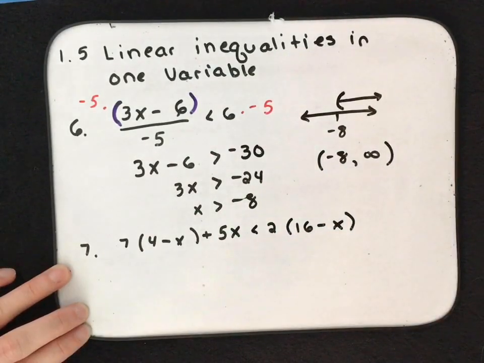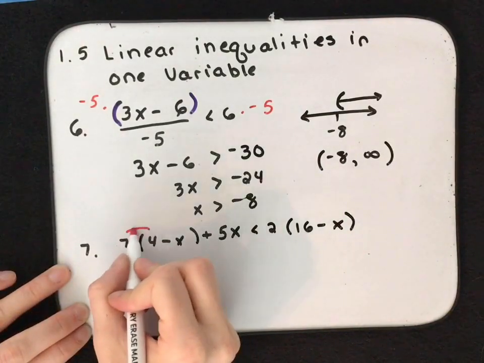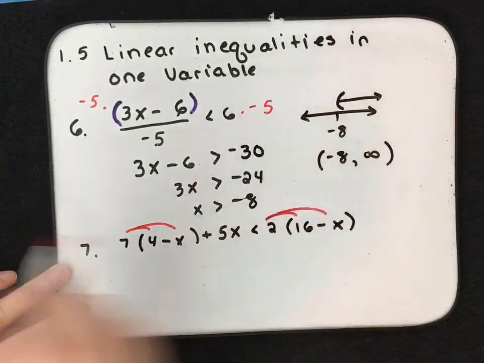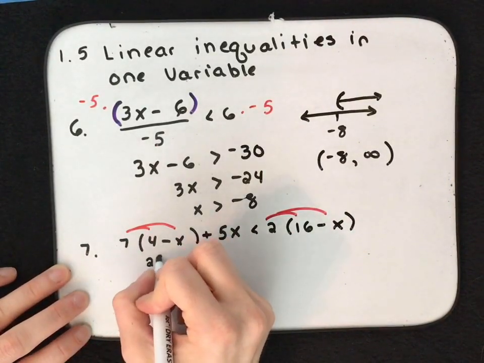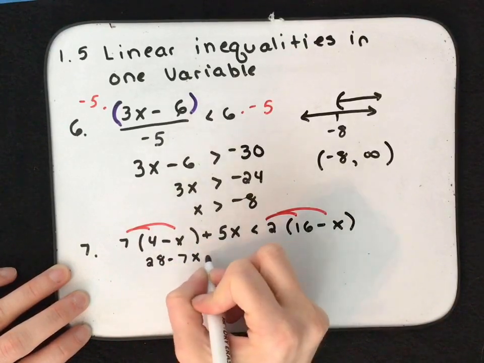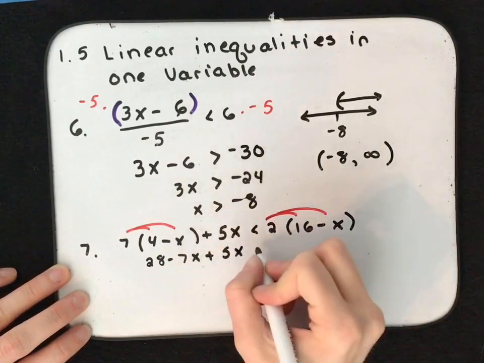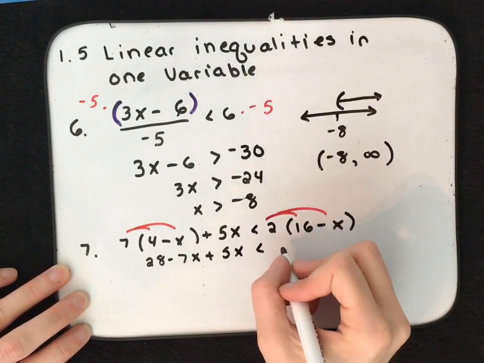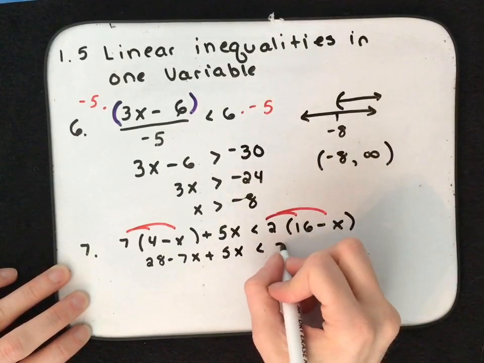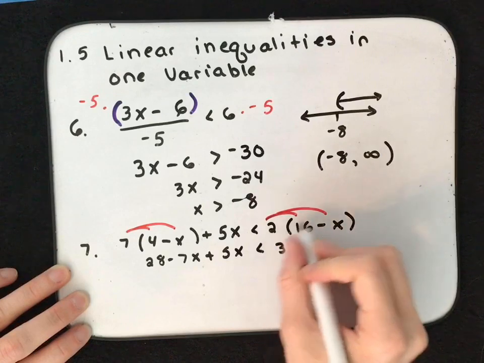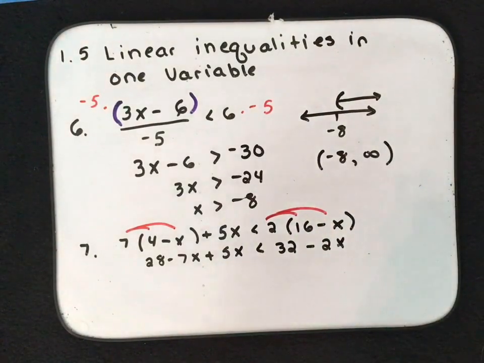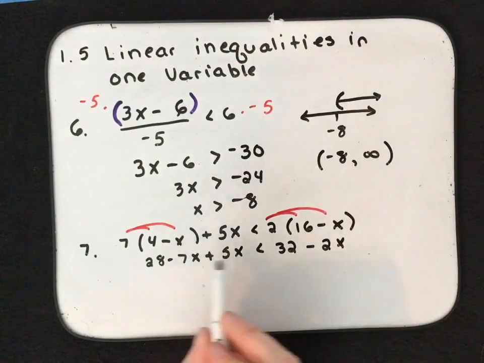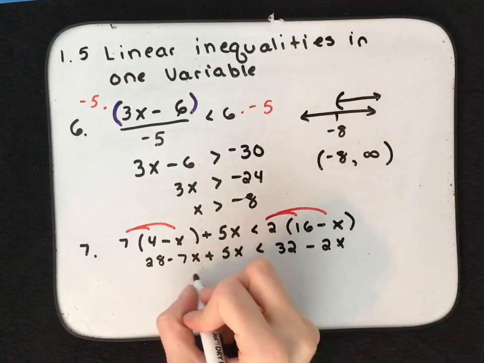There we go. So first step, just like if we were looking at an equation, is to work through our distribution. So when we do that, we get 28 minus 7x plus 5x is less than 2 times 16 is 32 minus 2x. And then if we simplify it down, negative 7x plus 5x is negative 2x.